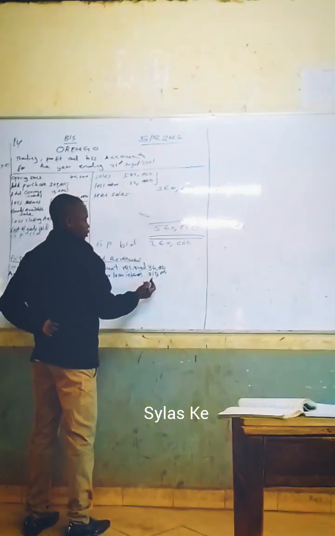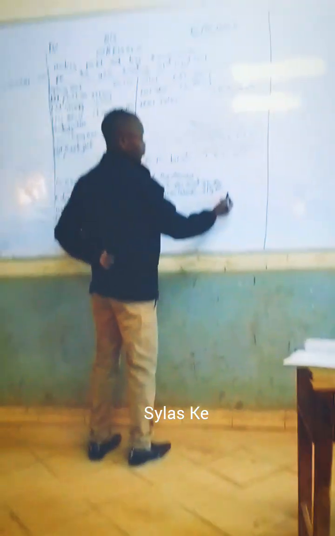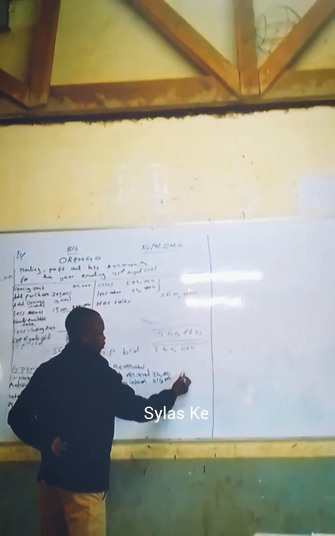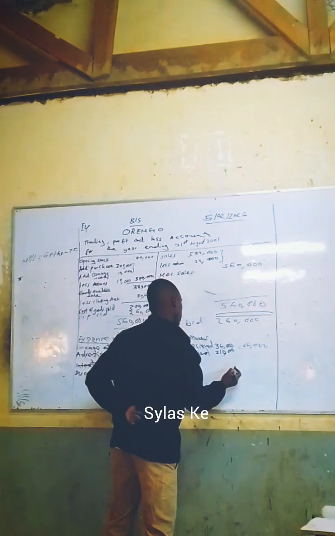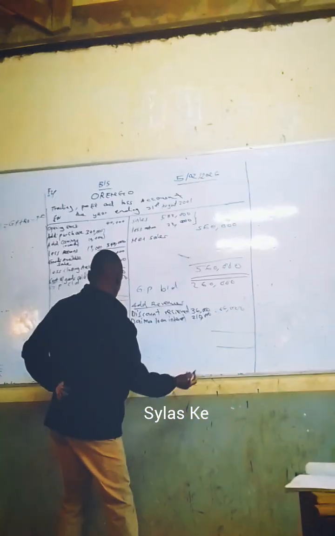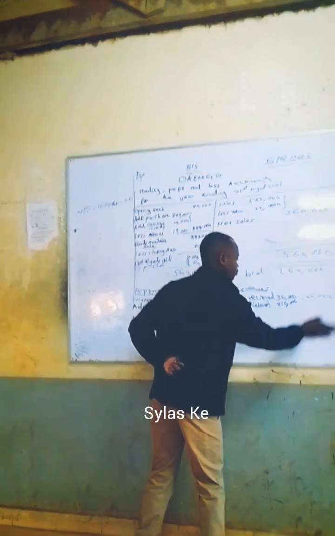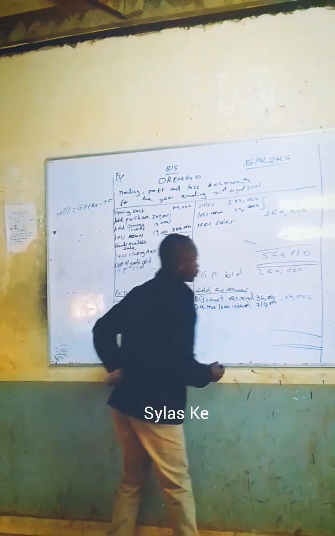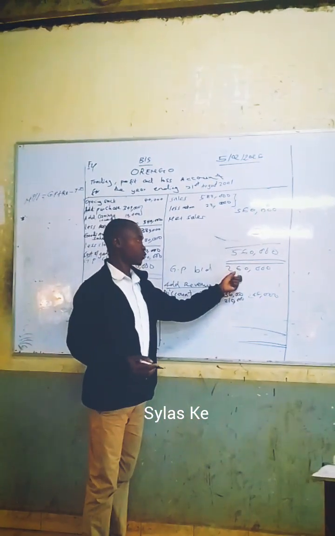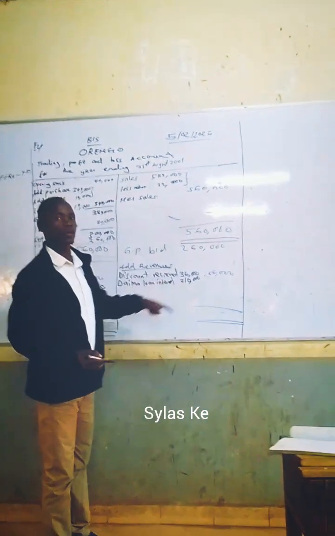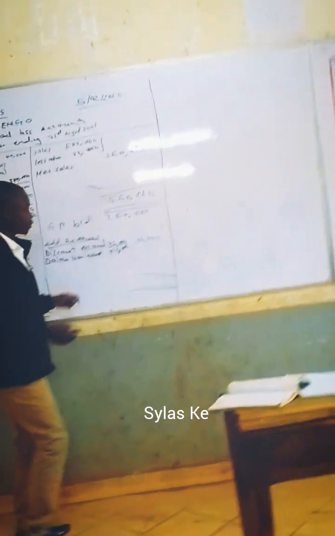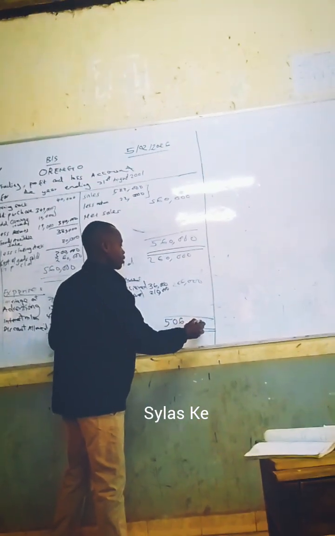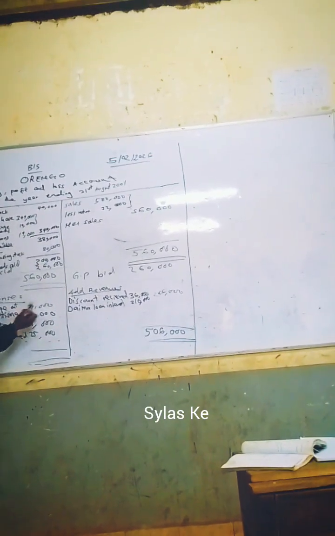So it's 260 plus the total here, which is 246. 246,000 plus 260, how much do you get? 260 plus 246. That is gross profit plus 246 total revenue. How much do you get? 506,000. So what about the total expenses?